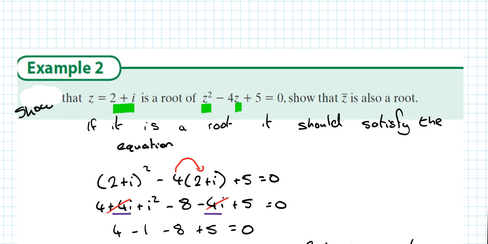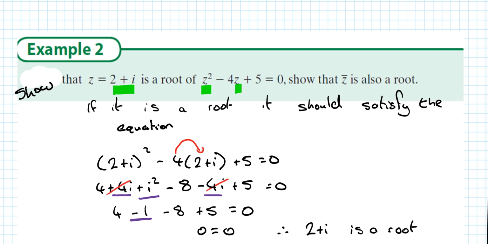Okay, well, can we go any further with that? We can indeed. We know that i squared is minus 1. And if you add all of these together, you'll get 0 is equal to 0. So we can say, therefore, 2 plus i is a root.